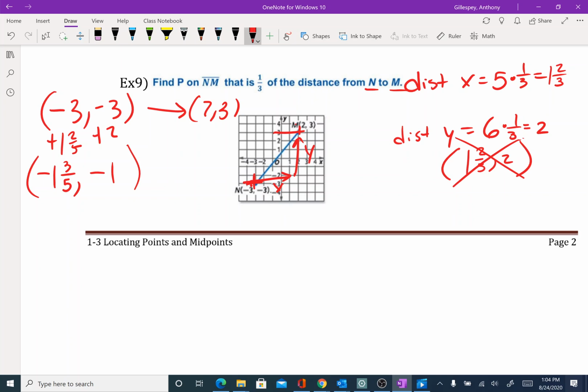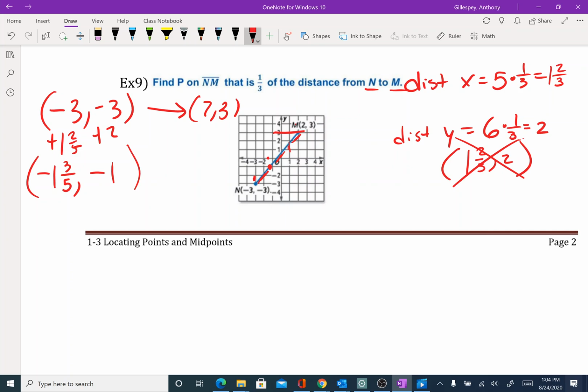And then graph that point and see if that makes sense. Let's see if that point makes sense to us even. Let's see, -1 1/3 is somewhere around here, right? And -1 is here. So it's like right here, yeah? And that makes sense, right? Does that look about 1/3 of the way? Yes, like 1, 2, 3, 1/3 of the way, yeah?